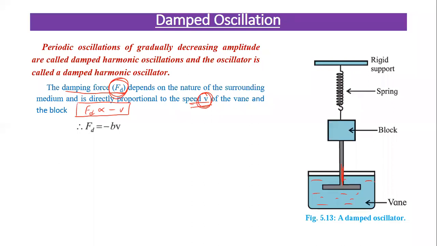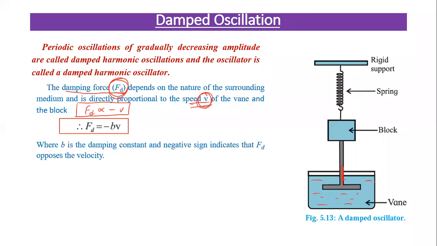Okay, they are oppositely directed. Therefore, the minus sign is coming. So we get a relation here. Damping force is equal to minus B into V. And this B is a constant of proportionality. Okay, B is a damping constant.